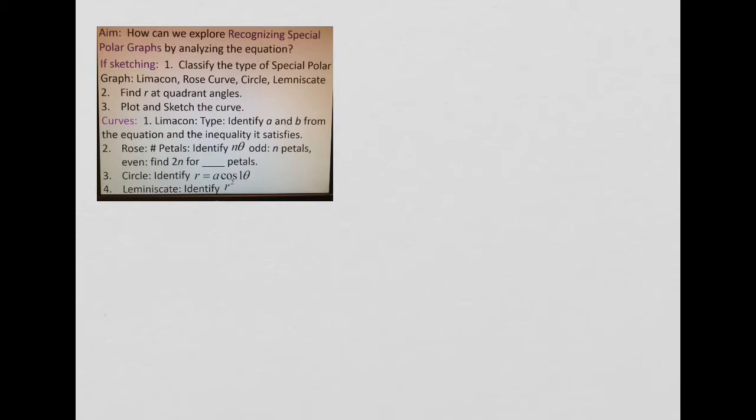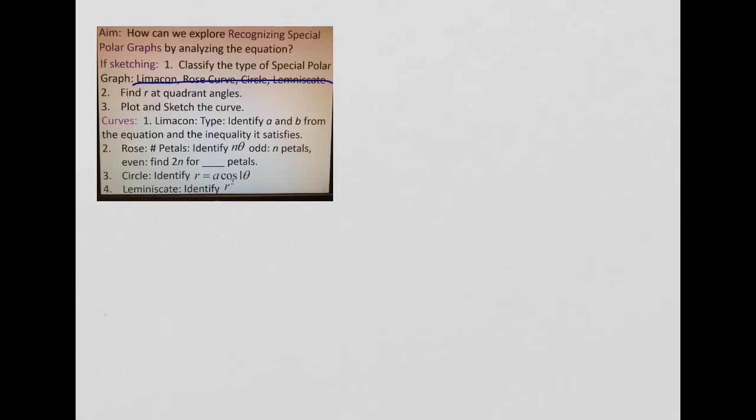But we're going to graph our curves in our class to make sure that we get the correct curves and we understand fully what each shape is, because this is new to us. It's not one of our conic sections like a circle or a parabola. So if we are sketching, we need to identify the type of our polar graph. And there are 4 different types that we're going to go over.